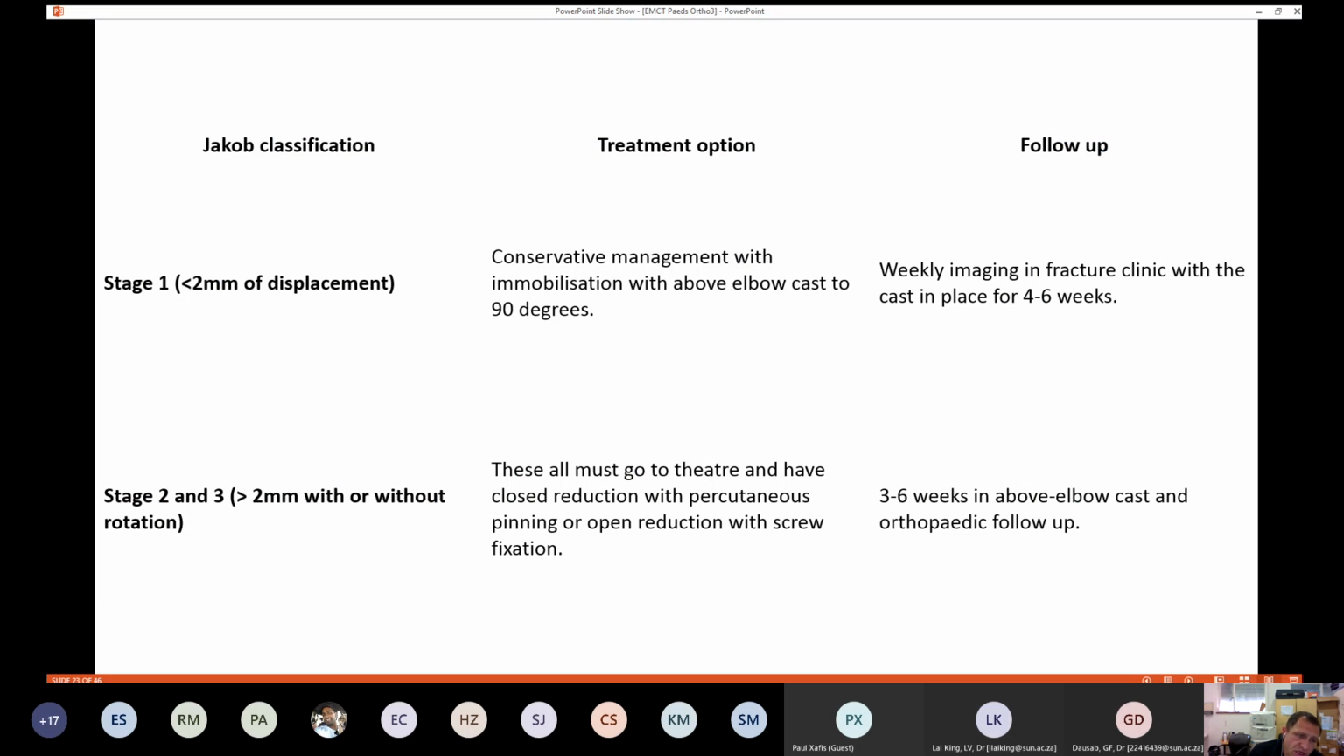Okay, this is to just recap the management of lateral condylar fractures. Type 1, conservative with weekly imaging and follow-up, and type 2 and 3 need open reduction and internal fixation.